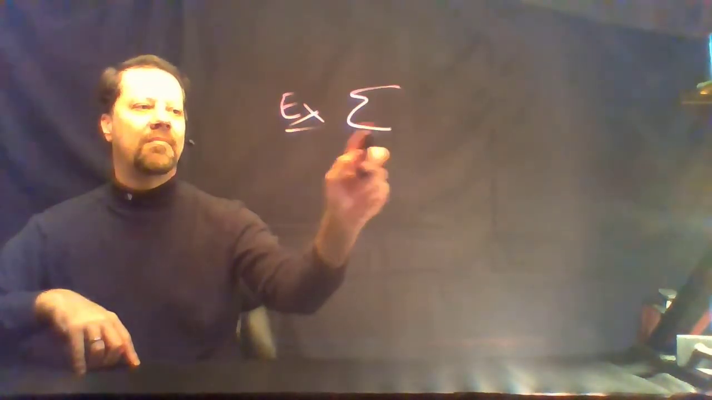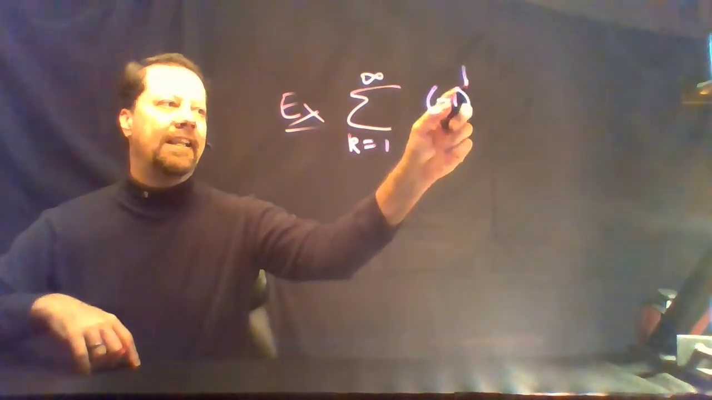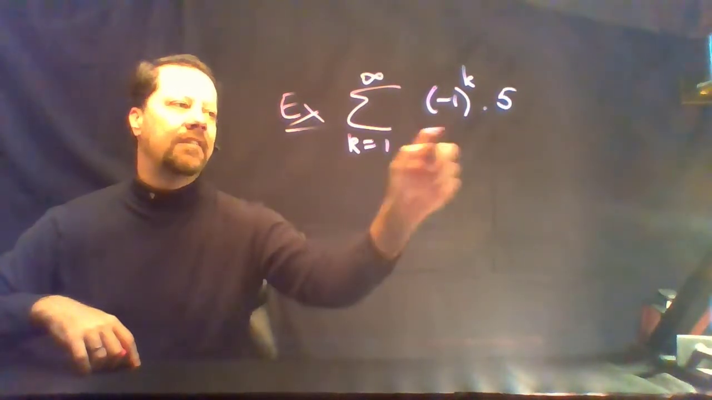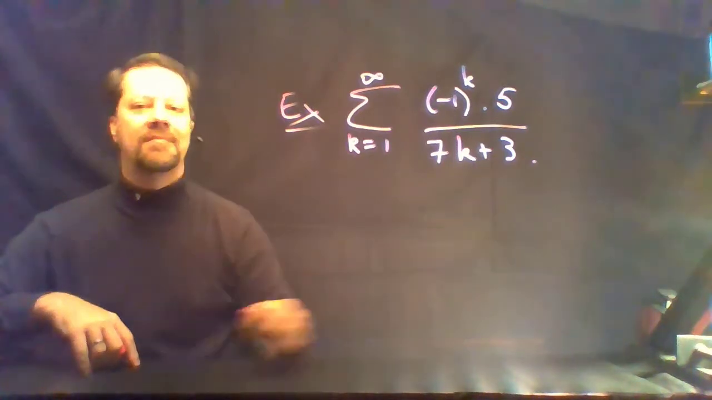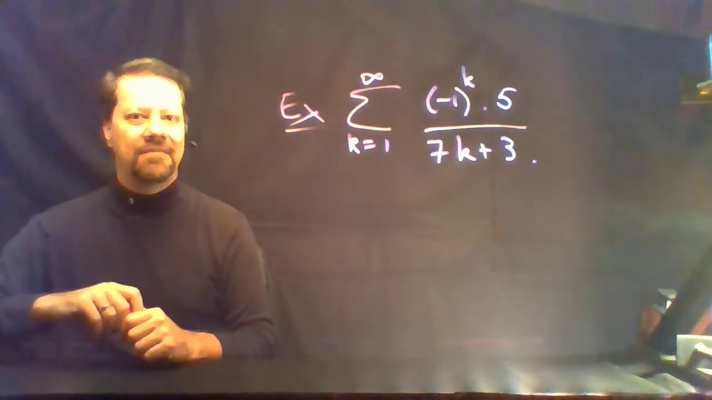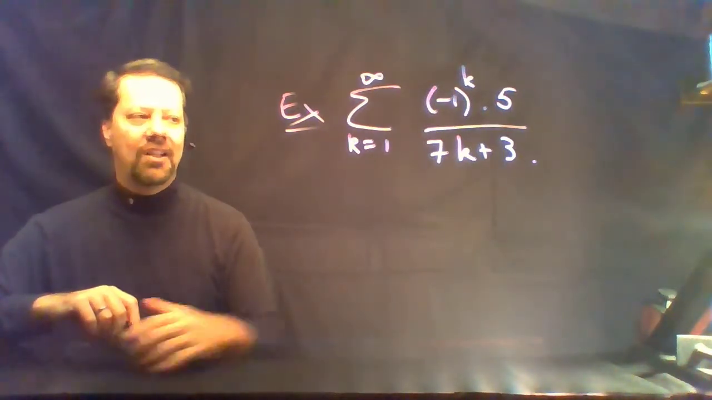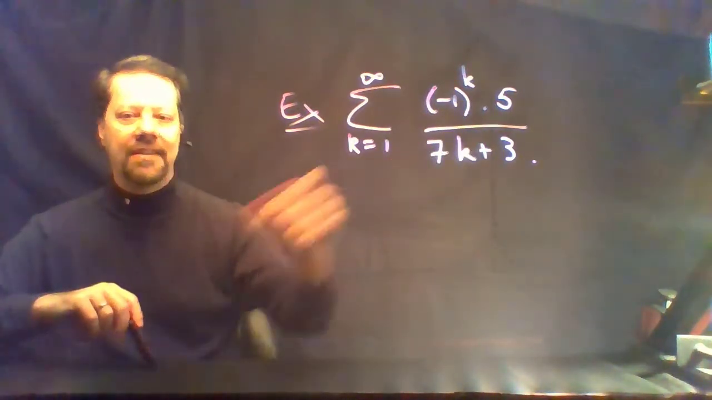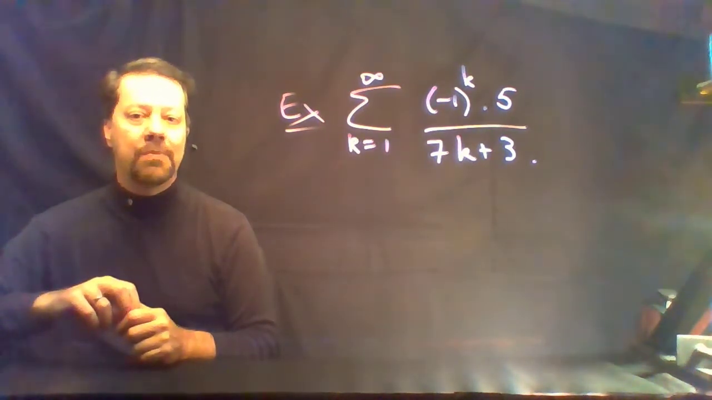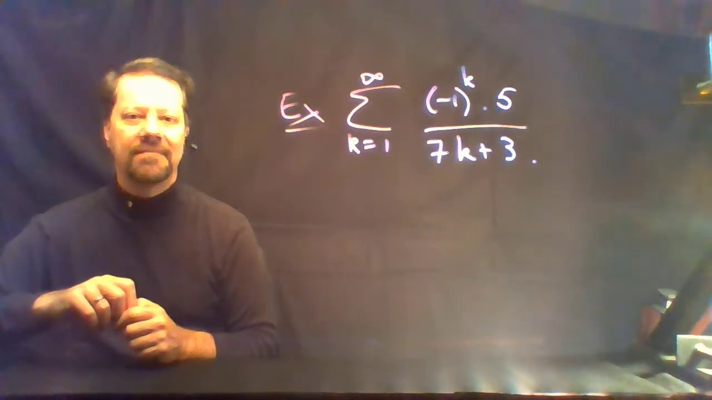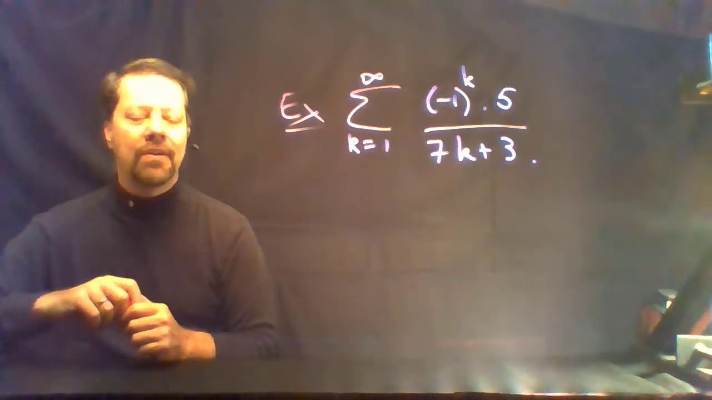Consider the sum as k goes from 1 to infinity of -1 to the k times 5 divided by 7k plus 3. Converge or diverge? It looks like, since the terms go to 0 and this is an alternating series, that this should converge by the alternating series test. The only question is, does it converge absolutely or does it converge conditionally?